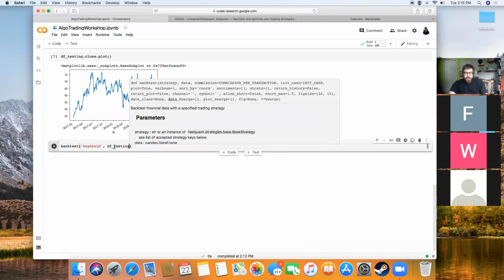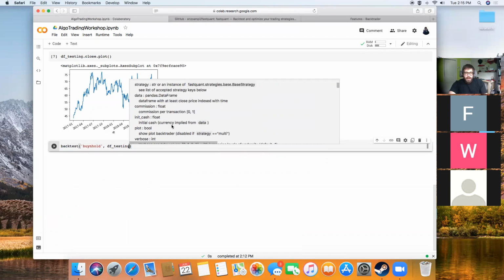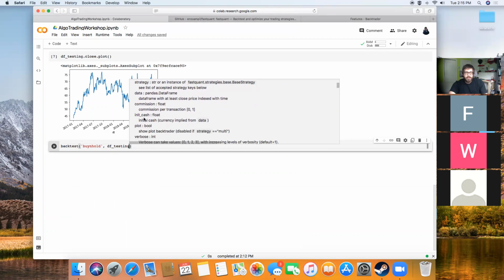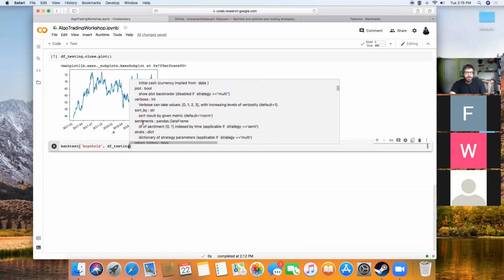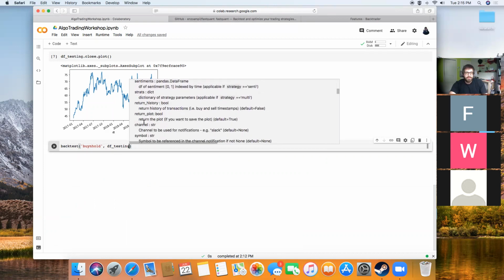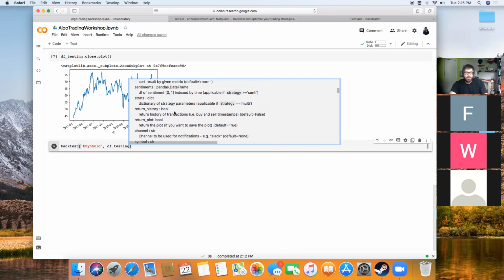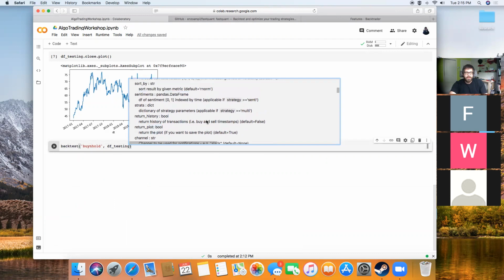There are other parameters that you can pass. I'm going to stick with the default for everything. But like the initial cash, for example, how much you're starting with. The initial cash in the library is $10,000. There are other things like whether you want to return the history or return a plot of the result. The default is true for the plot, so by default it will plot the result. It will not return history by default.